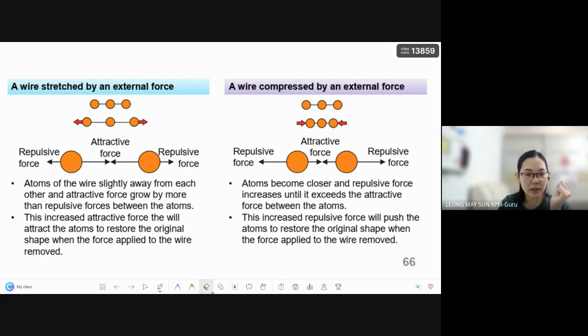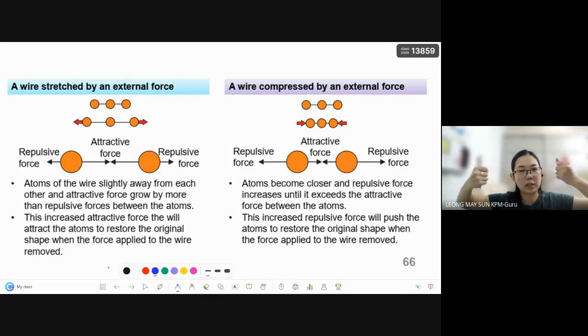So one thing that you all have to understand is that the force that is being removed can be a compression force or it can be an extension force. All right, so it depends on the situation. It's not always that the force being applied is only the pulling away, the extension force. It can be compressed. Okay, so either way, this is actually the main reason behind the elasticity of the object.